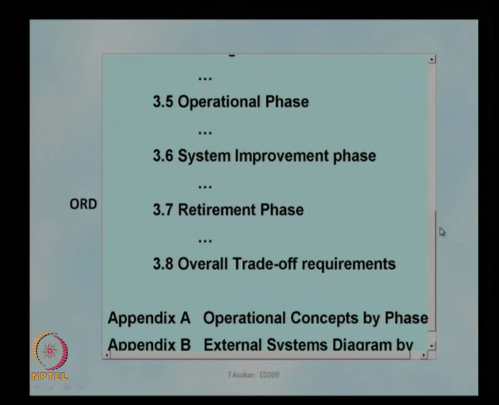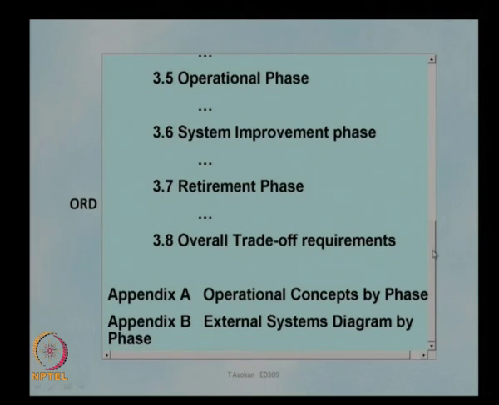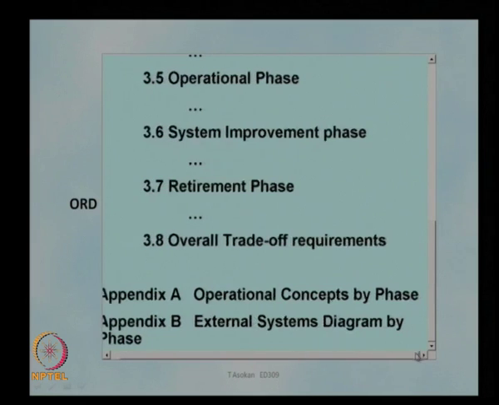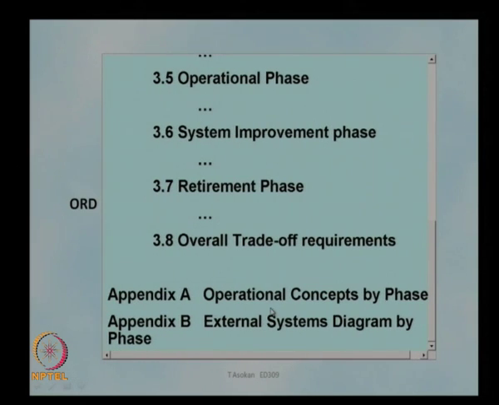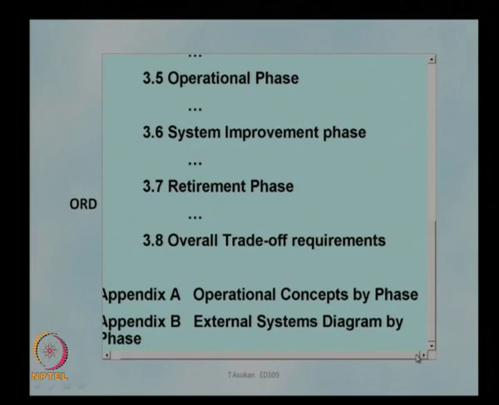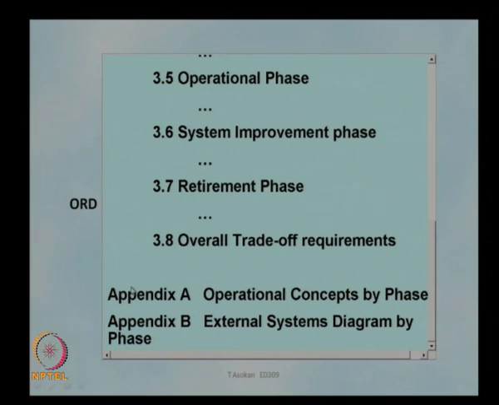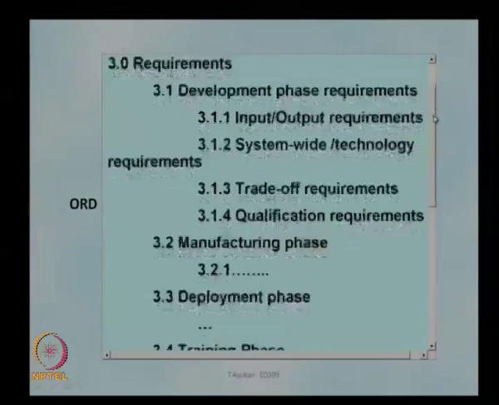So, this is the structure, and again we will have other appendices like operational concept by phase. Different operational concepts by phase are developed during the development phase, and then the external system diagram by phase. For different phases there will be different external system diagrams because the interaction may be different. Therefore, we will identify the external system diagram also and put all of these under the appendices. So, this is the general structure of an originating requirements document.